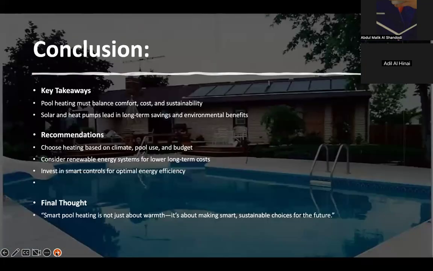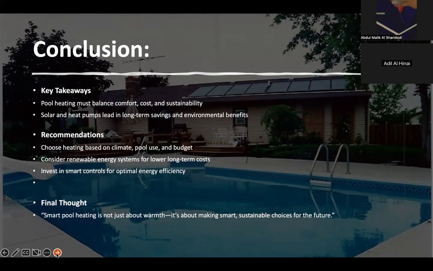And to wrap up, heating a swimming pool should strike a balance between user comfort, cost effectiveness, and environmental responsibility. While gas and electric heaters offer quick solutions, they come with a high running cost and environmental drawbacks. Solar systems and heat pumps, although requiring higher initial investment, provide excellent long-term savings and sustainability benefits. Ultimately, the right system depends on the user's climate, usage pattern, pool size, and environmental values.